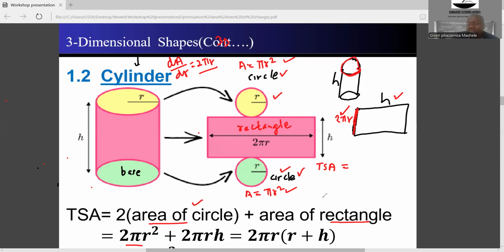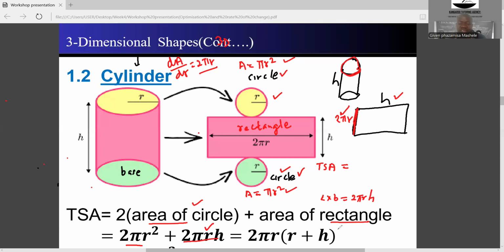So we can regard this as length multiplied by breadth. Here we're going to take 2 pi r, multiply it with the h. So this will give us 2 pi rh. This is the formula for determining the total surface area of a cylinder. From here, we can take a common factor if you want to rearrange. The common factor here is 2 pi r, and we're going to remain with r plus h. So this is the formula for determining the surface area of a cylinder.